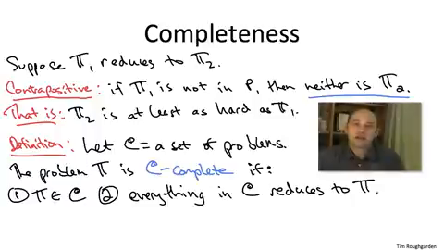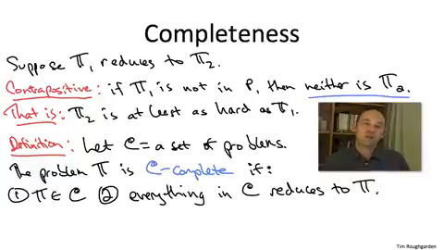So the second constraint here is the more important one. It's the one that fits more directly into our narrative. Remember, we wanted to have vocabulary for saying one problem is as hard as a whole bunch of other stuff. C is the bunch of other stuff. So pi is at least as hard as everything in C. That is, everything in C reduces to pi.